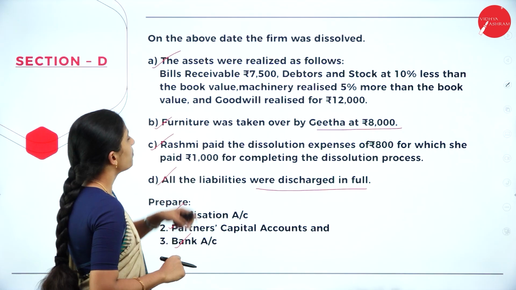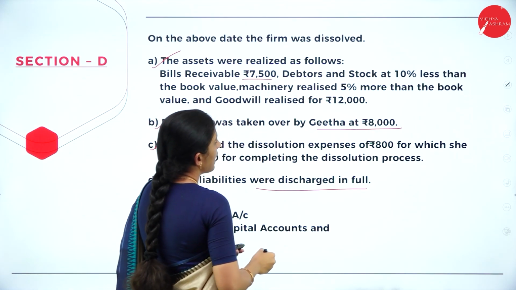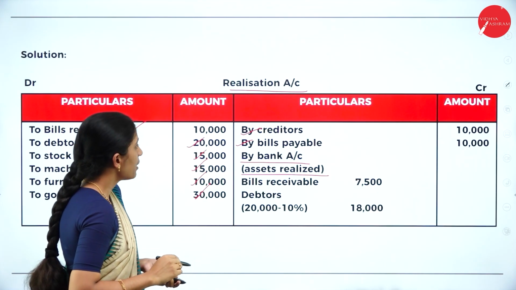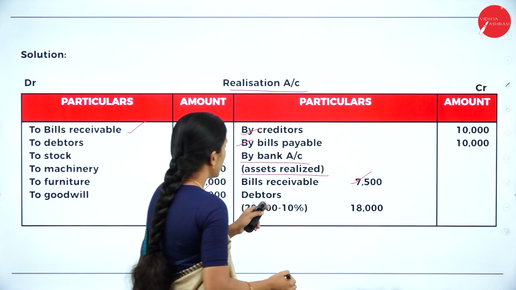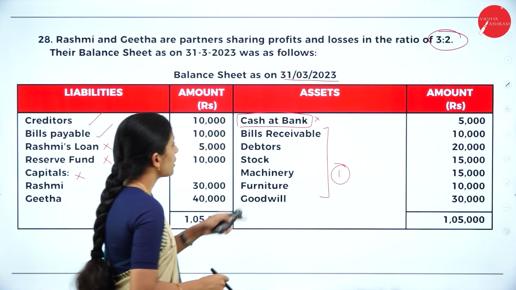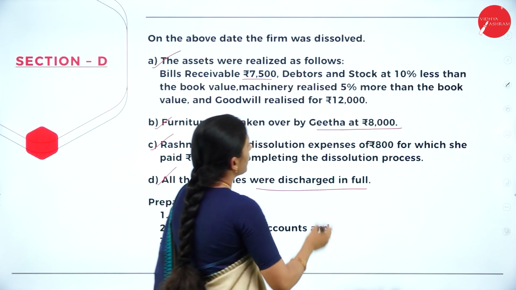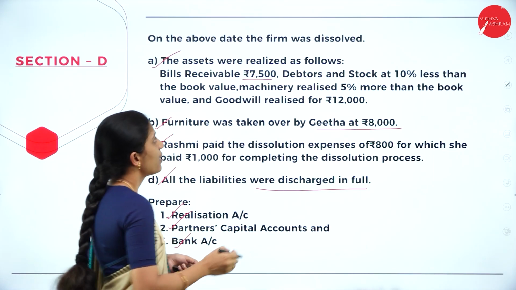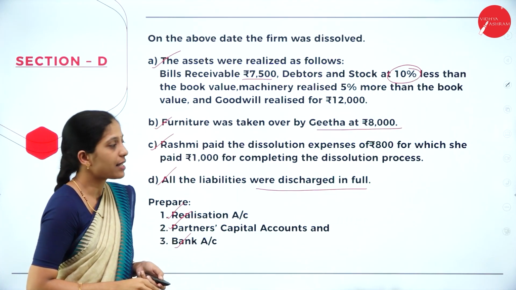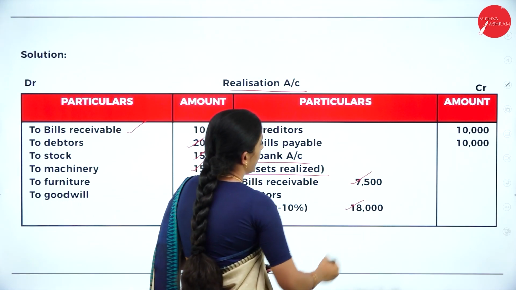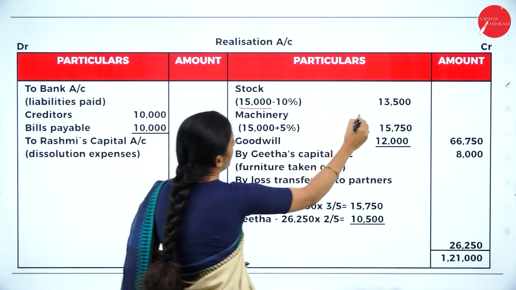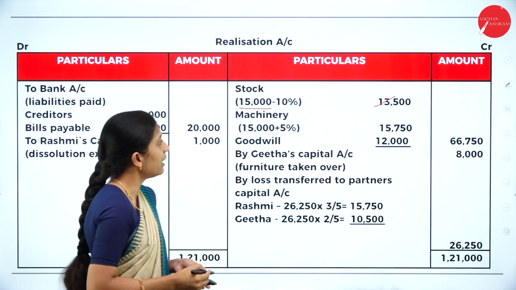So what are the values we have? Bills receivable 7,500. Debtors and stock are 10% less than the book value, so we have to minus here. Bills receivable 7,500. Debtors, if you see the balance sheet, it is 20,000. So 20,000 minus 10% less. So 20,000 minus 10%, how much is it? 18,000. In the same way, stock. What is stock? 15,000 minus 10%, because it is 10% less than the book value.